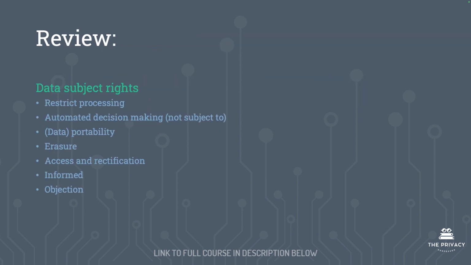In this lecture, we've gone over the data subject rights under the GDPR. These are restrict processing, automated decision-making, data portability, erasure, access and rectification, informed, and objection. Our mnemonic device for remembering these data subject rights is real adorable pandas eat avocados in overalls. And I hope that can help you remember these.